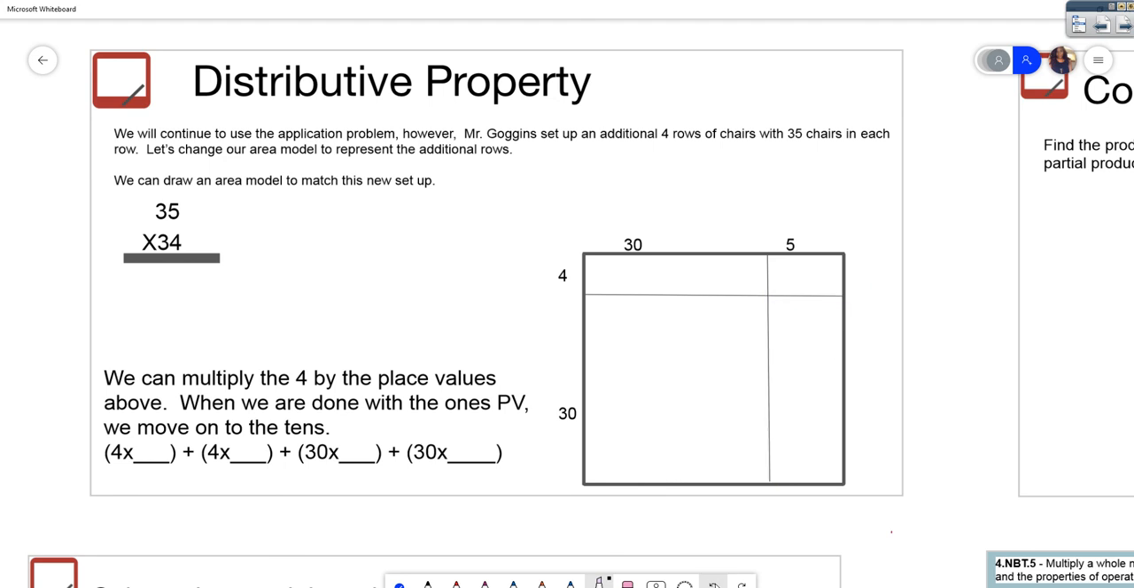Let's fill in the blanks. Just for this example, I'm going to write the dimensions of what we're going to be multiplying inside.